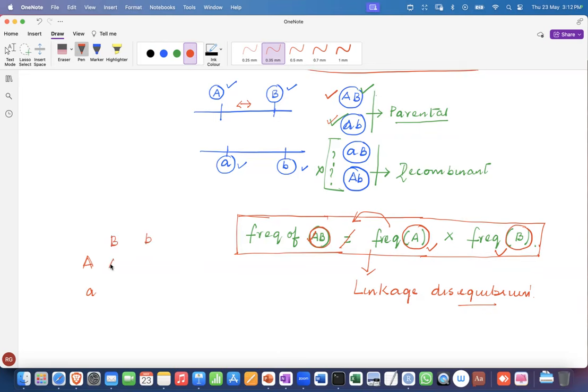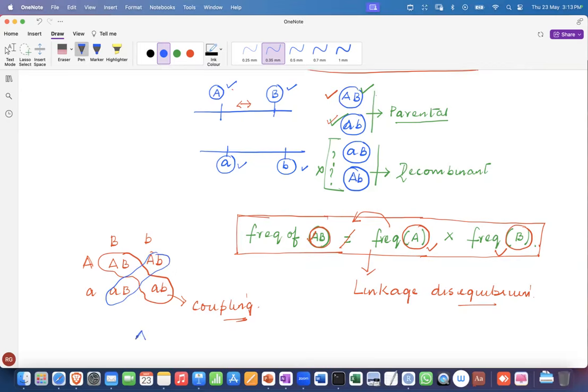See, when you write this, this is the one, right? The second definition of linkage disequilibrium is, see, these two are called coupling phase gametes. Why are they called coupling phase? Because they are present on the same chromosome. And these two are called recombinants.